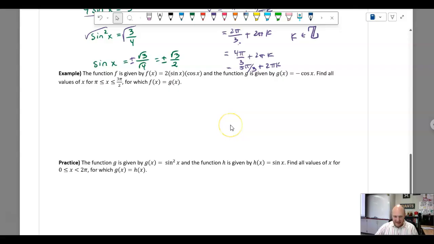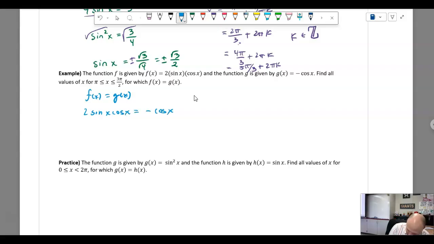All right, next example. This example says the function f is given by f of x equals 2 sine x cosine x, and the function g is given by g of x equals negative cosine x. Find all values of x from pi to 3 pi over 2 in which f of x equals g of x. So I'm going to set the functions equal to each other, because they want to know where f is equal to g. And so I have 2 sine x cosine x equals negative cosine x.